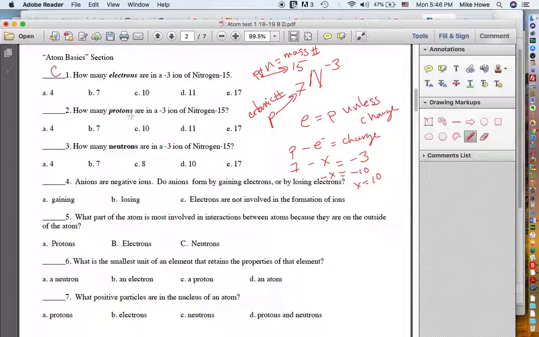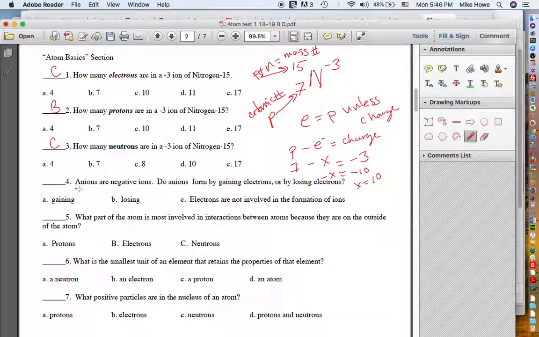Okay, how many protons? We already identified that one. This number here tells you the number of protons. It's the atomic number. There were 7. How many neutrons? Well, protons plus neutrons equals mass. So you know the mass is 15, and you know there are 7 protons. So if you solve for n, it has to be 7 plus something equals 15. Something has to be 8.